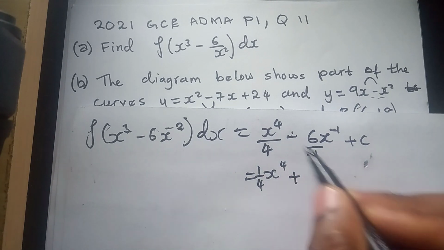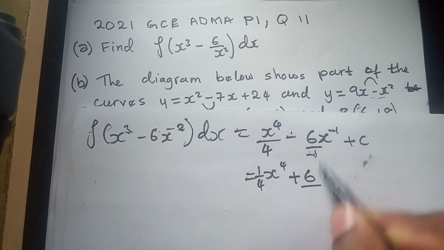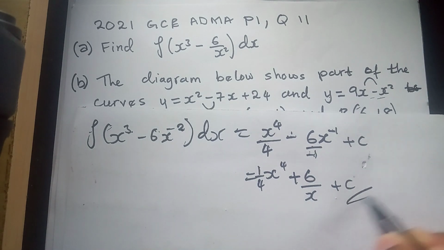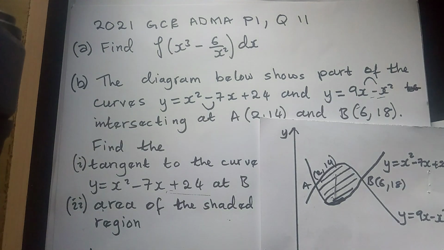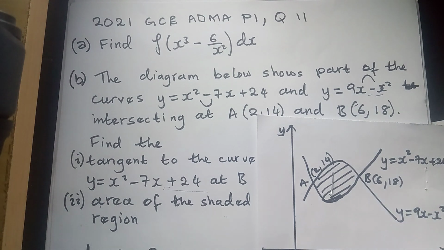Then plus, remember negative and negative is positive, 6. Then you can write this like that. And then plus c, and you are done. So this is easy. Then part B is saying the diagram below shows part of the curves.